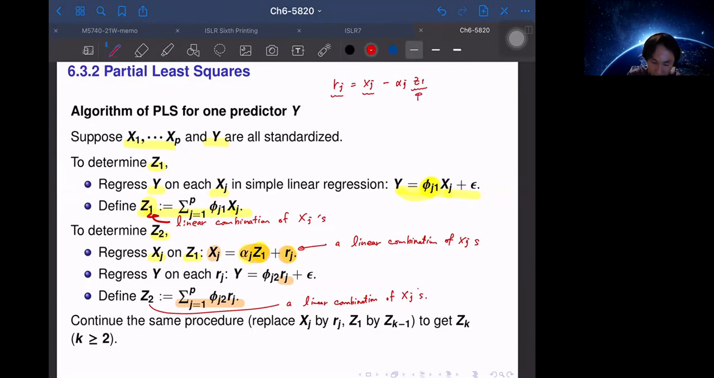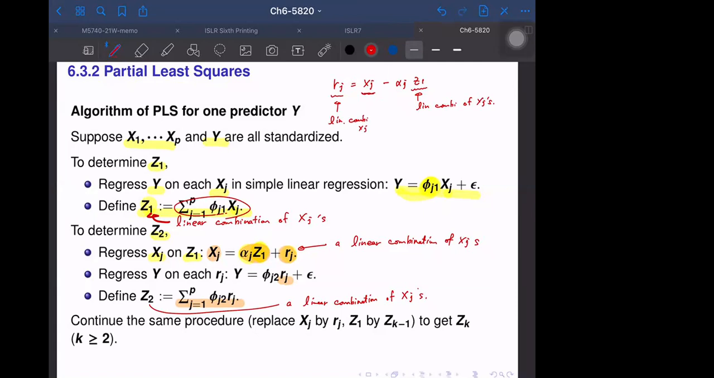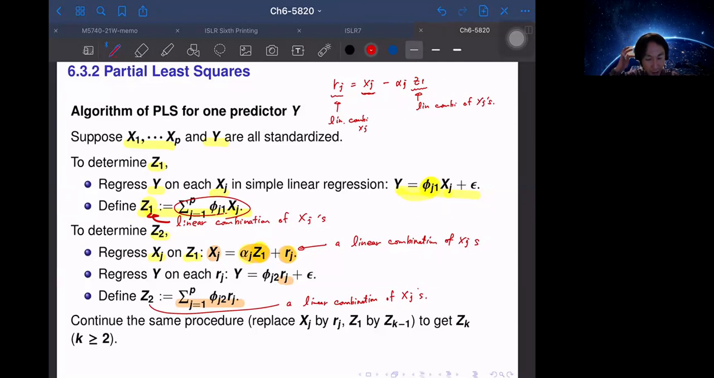So this is the sum of phi ji xj, a linear combination of xj's. Then we add just 1 times xj. So xj minus alpha j times a linear combination of xj is again a linear combination of xj. Did you see? Yes, thank you, Professor. Okay, so rj is a linear combination of xj.